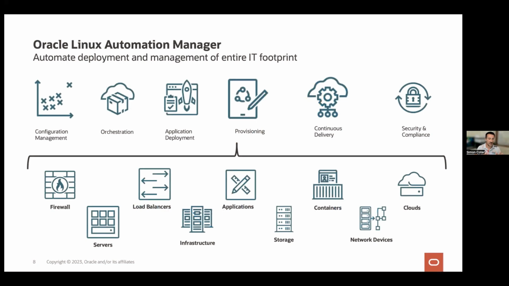And Oracle Linux Automation Manager is not just an automation platform able to provision. It's an automation platform that can cover many other challenges and requirements in the management infrastructure lifecycle. Like, for example, configuration management: I would like to check that all the systems are configured in the same way or follow the company standard. Orchestration: I can automate the application deployment. I can leverage Oracle Linux Automation Manager for continuous delivery, as well as security and compliance.